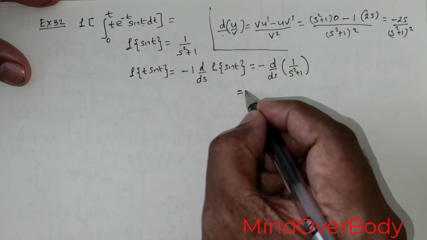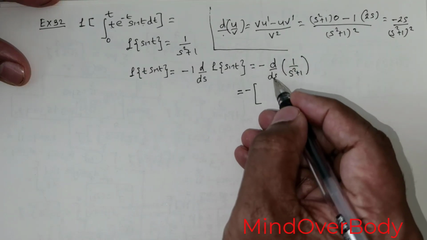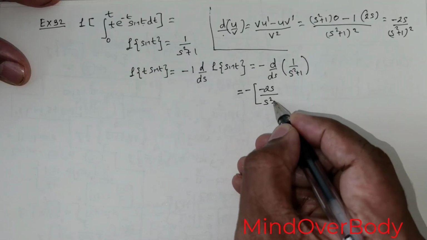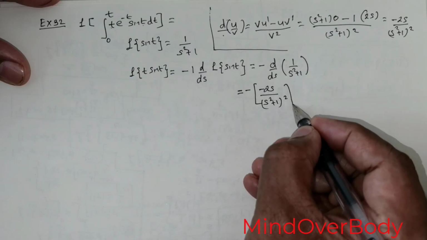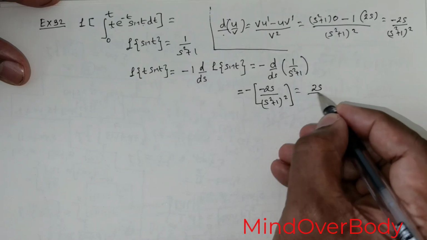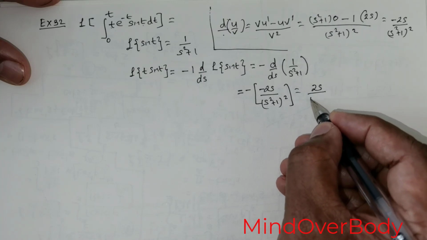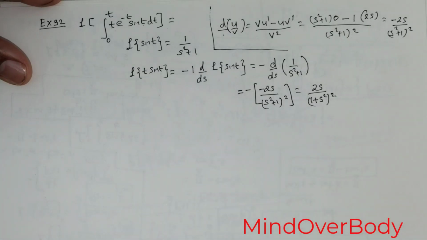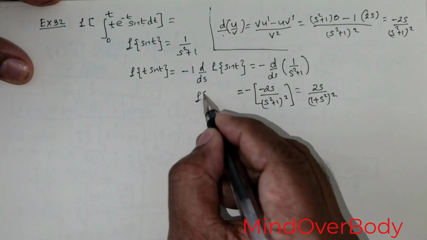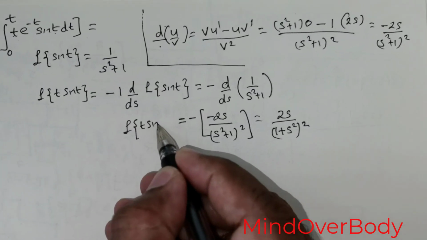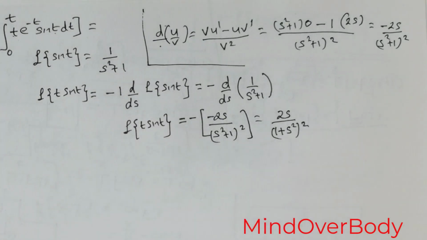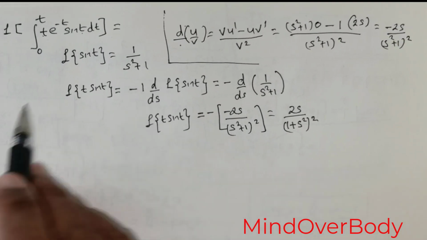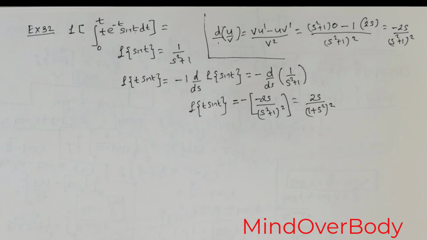So this is equal to negative of d over ds of this quantity, which gives me 2 times s divided by (s squared plus 1) raised to the power of 2, which is equal to 2 times s divided by (1 plus s squared) raised to the power of 2, as I prefer to write it. So this is what we have got for the Laplace transform of t times sin t. Now, having got this, we will apply the shift and get the result.